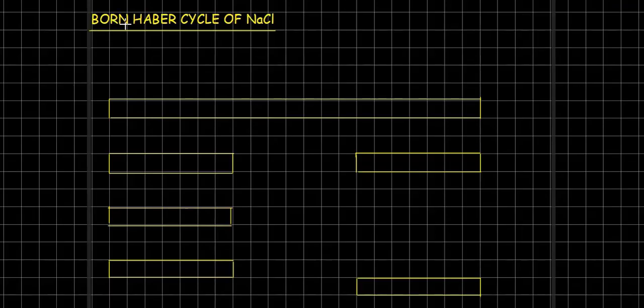So here we are drawing the Born Haber cycle of sodium chloride, starting from sodium in its natural state plus chlorine in its gaseous state. Okay. So these elements can form the ionic lattice of sodium chloride directly.